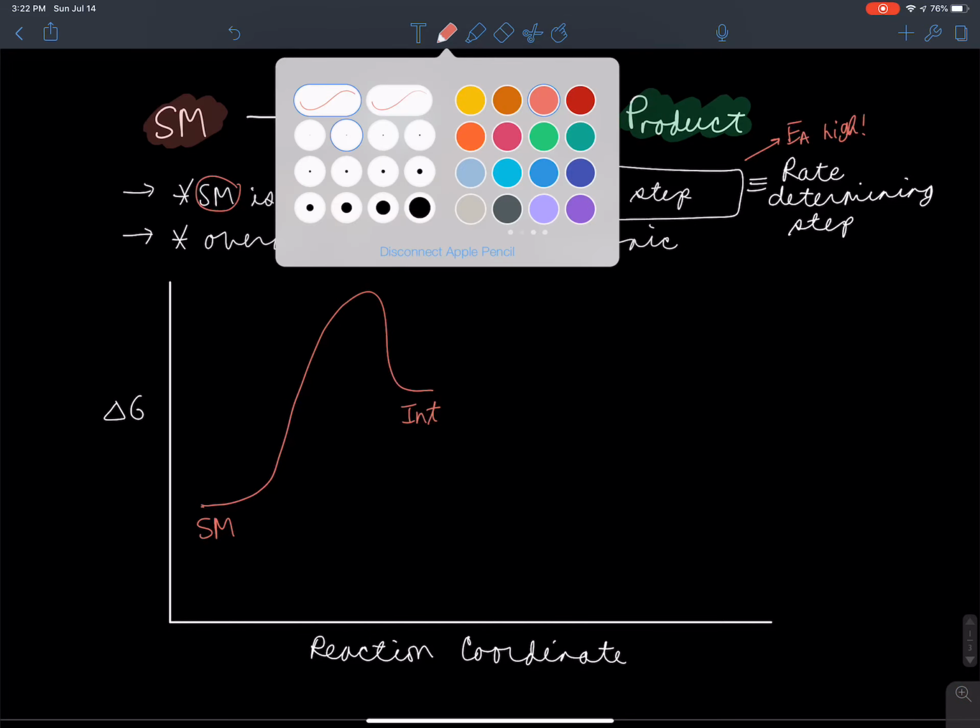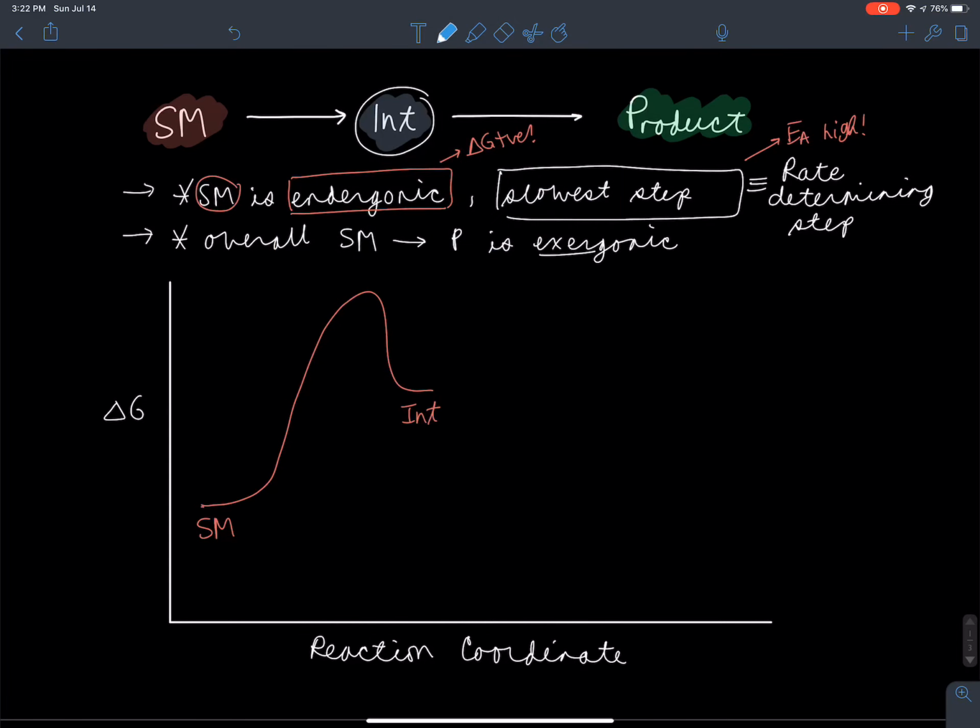Okay, now from the intermediate to the product, we see that the overall starting material to product process is going to be exergonic. So delta G has to be negative at the end, which means that my products have to be at a point that's lower than my reactants, than my starting material. So my products can be somewhere here, can be somewhere here, can be somewhere here, but never at the same or above. So these places are going to be wrong.